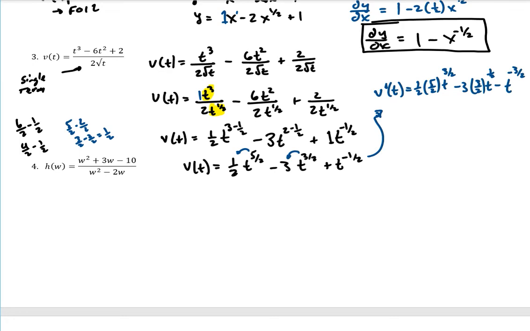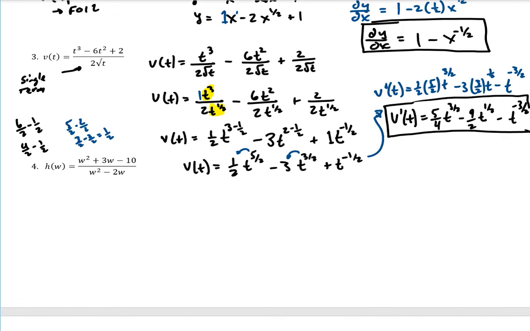There we go. Okay, so we've done the derivative, and our final step now is to simplify. So v prime of t is, okay, so 1/2 times 5/2 would be 5/4, and then t to the 3/2, and then minus 3 times 3 is 9, so 9/2 t to the 1/2, and then minus t to the negative 3/2. There it is. We got it.